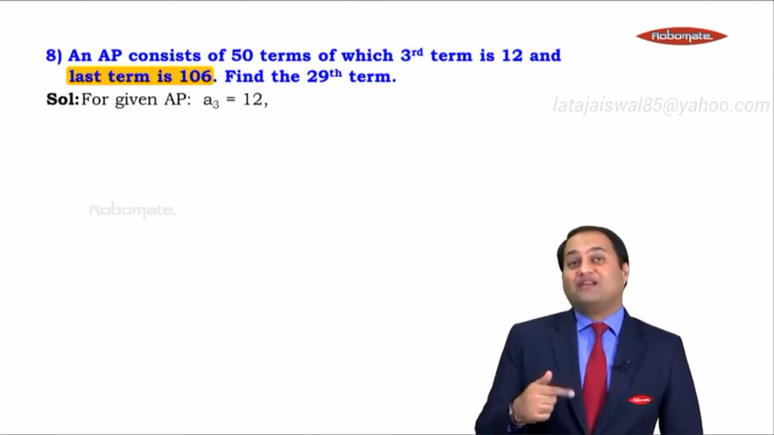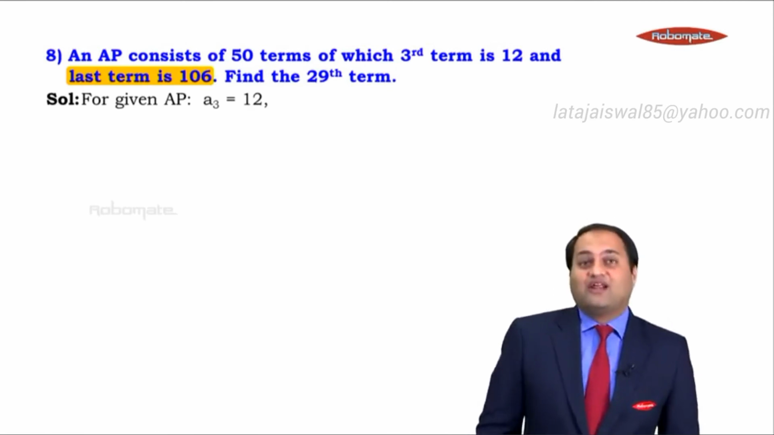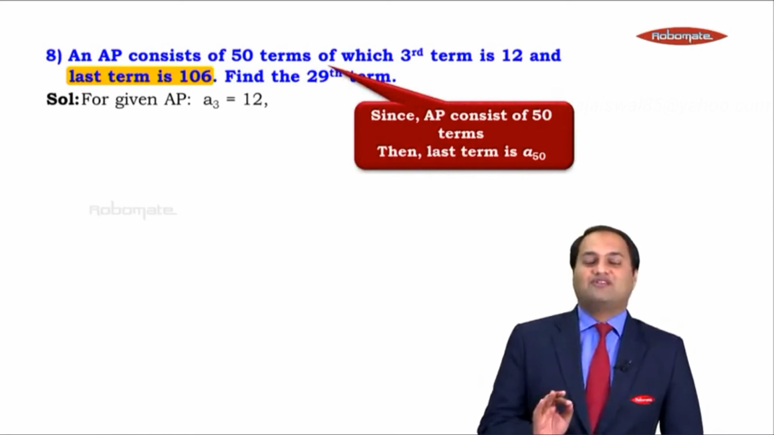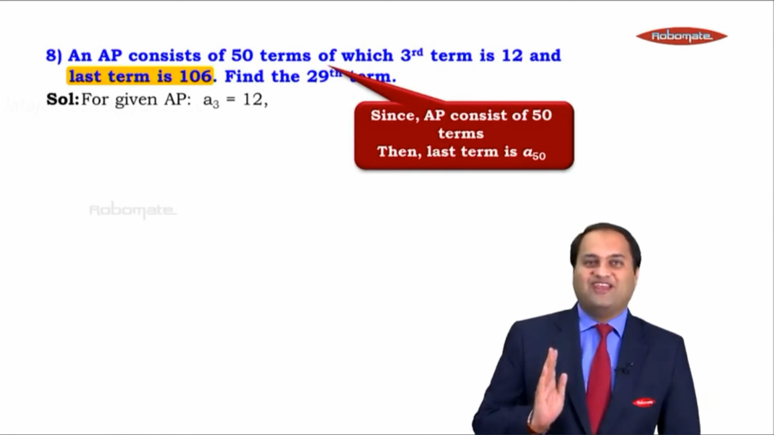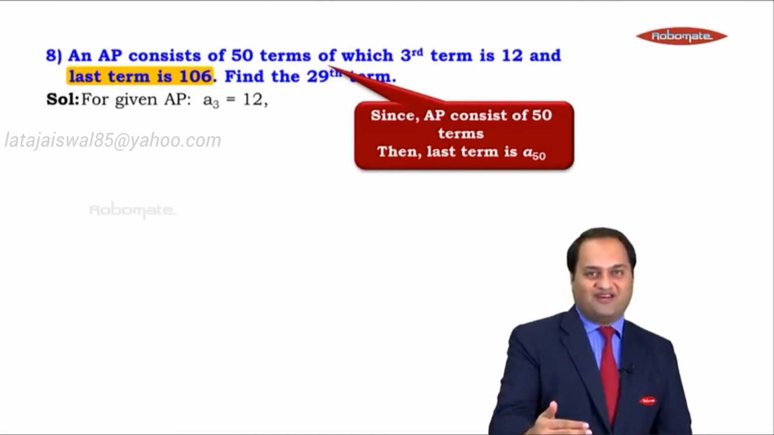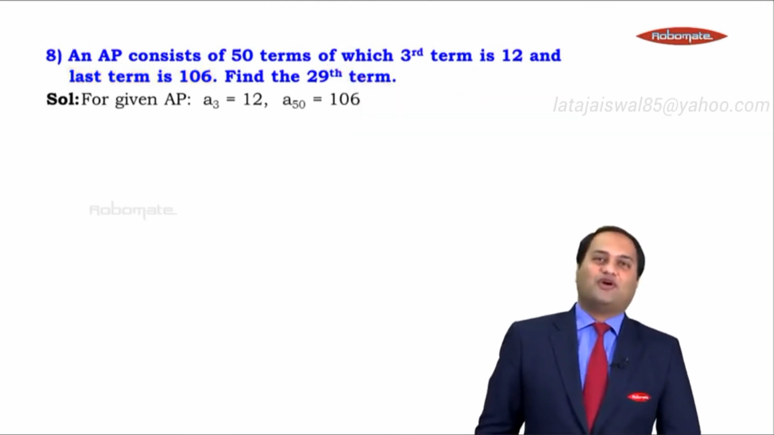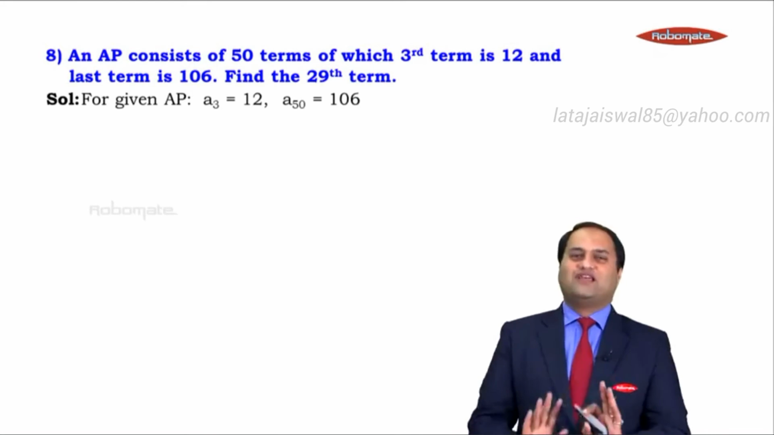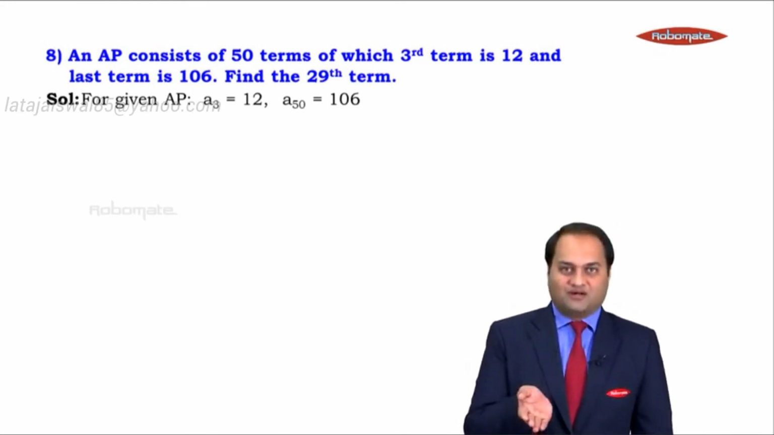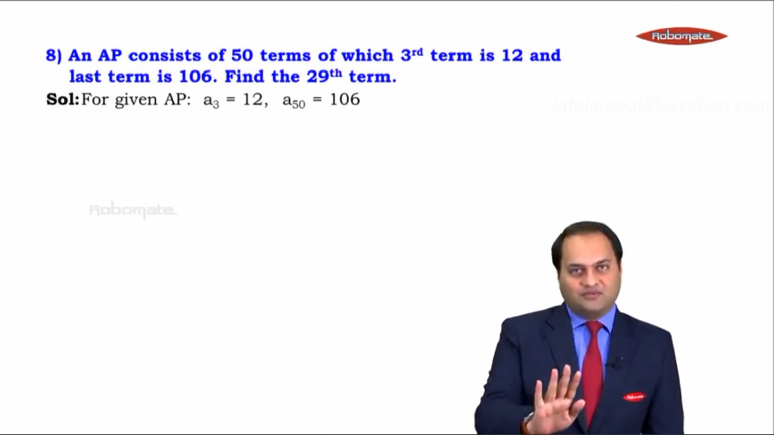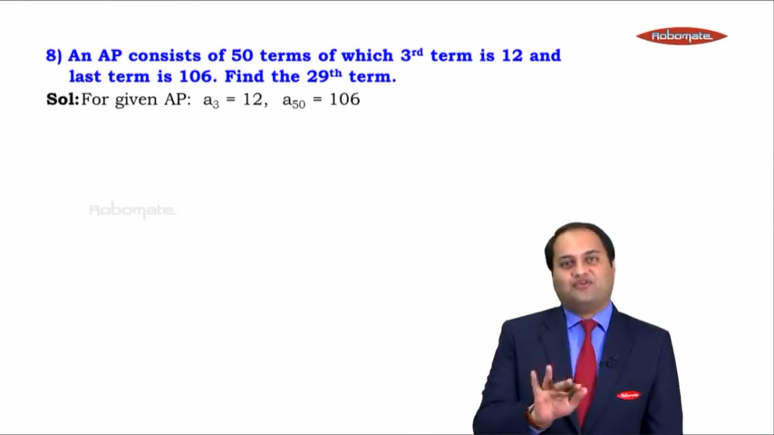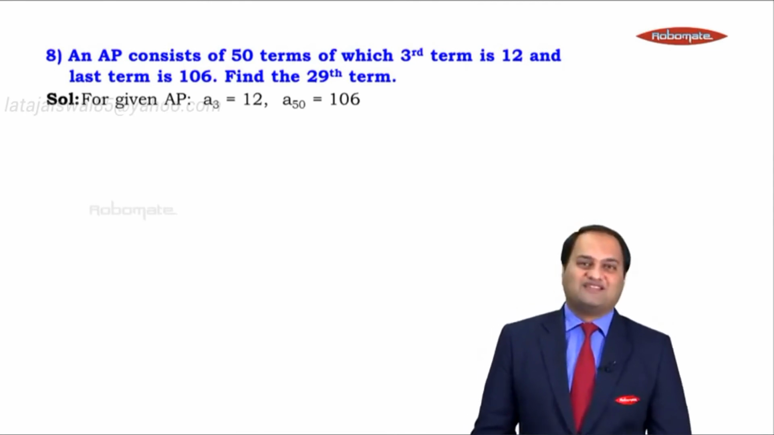What do we mean by the last term? It's given that there are 50 terms, and because there are 50 terms, can we say that the last term will be A50, right? There are 50 terms, so the last term has to be A50, right? So A50 is equal to 106. This was the only change in this particular sum. Rather than directly giving the 50th term, they first gave that there are 50 terms, and then they say that the last term is 106, which means that the 50th term is 106, as simple as that.